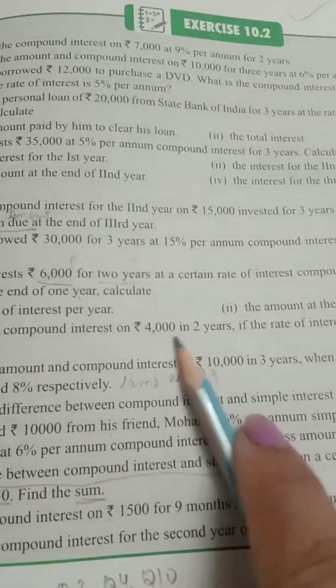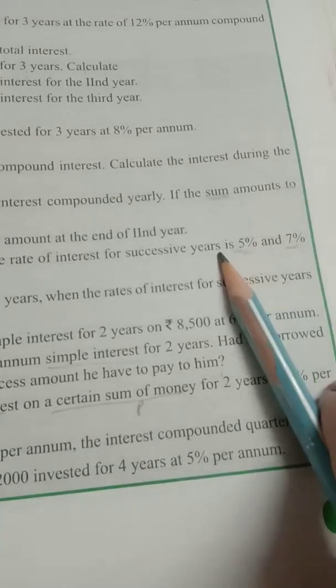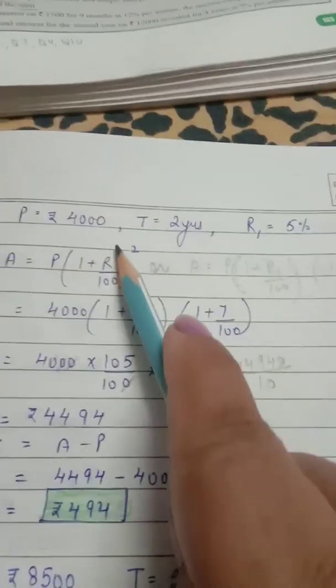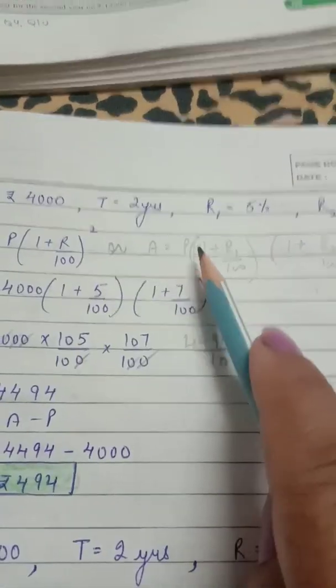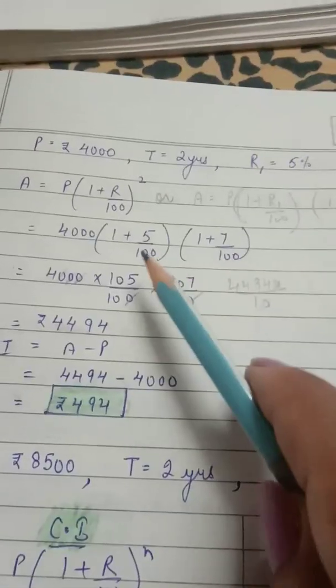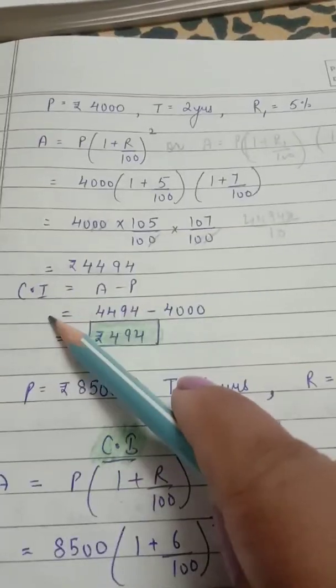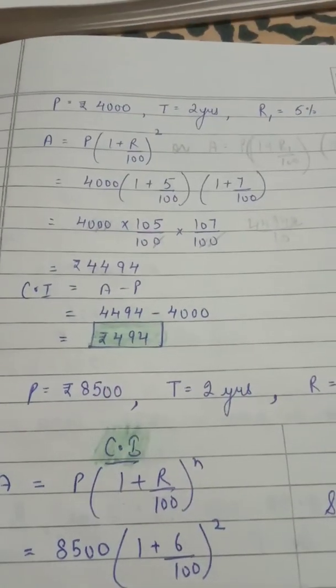Okay, question number 9. Compound interest on 4,000 for 2 years. This is the principal, this is the time. Rate of interest for 2 years is 5% and 7%. So two different rates of interest are given to us. Let's check the solution now. Amount is P 1 plus R by 100 to the power 2, or we can say that P 1 plus R1 upon 100 and 1 plus R2 upon 100. So first put R1 and then put R2. Formula is same, putting the values, and we get the amount as 4494, and then compound interest is A minus P, this amount minus the principal, which is 494.